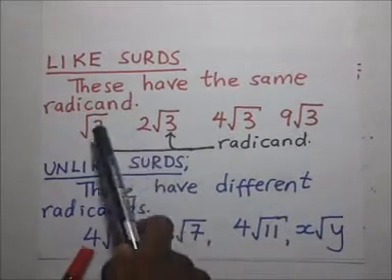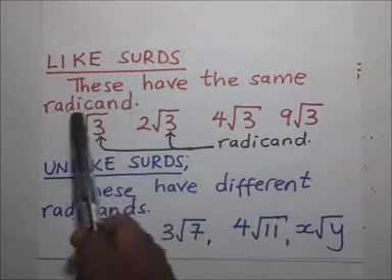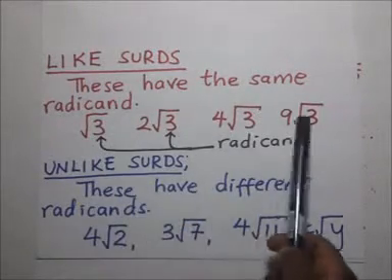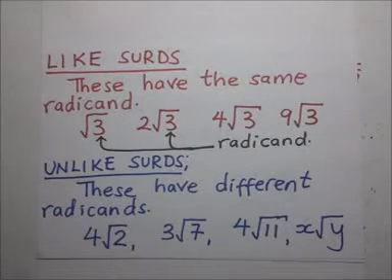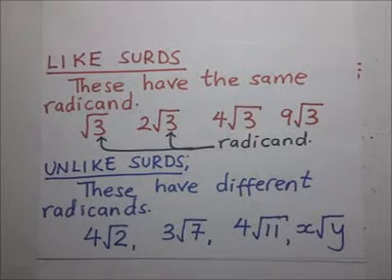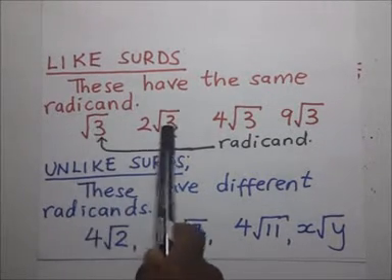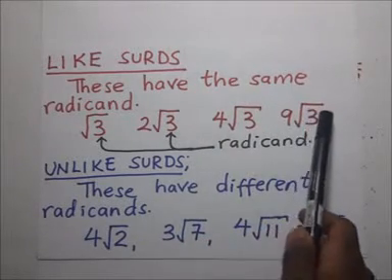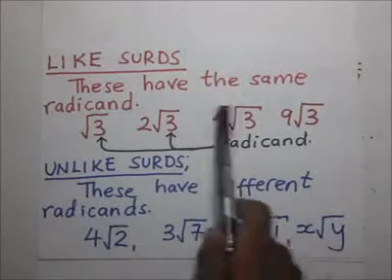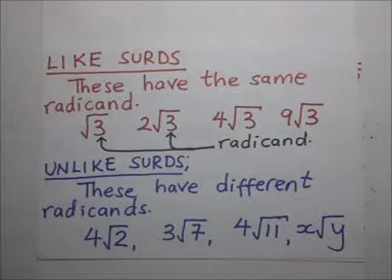So when you're having Surds that have the same radicand, these qualify to be called like Surds. It's like in algebra when you're having x, then 2x, then 4x, then 9x. Because they're having the same unknown, they qualify to be called like terms.